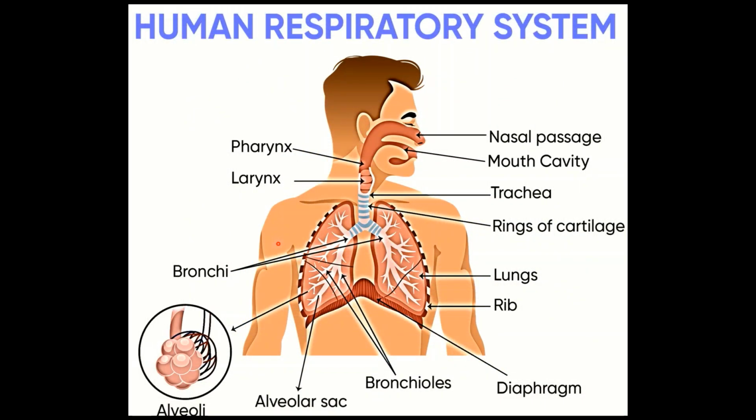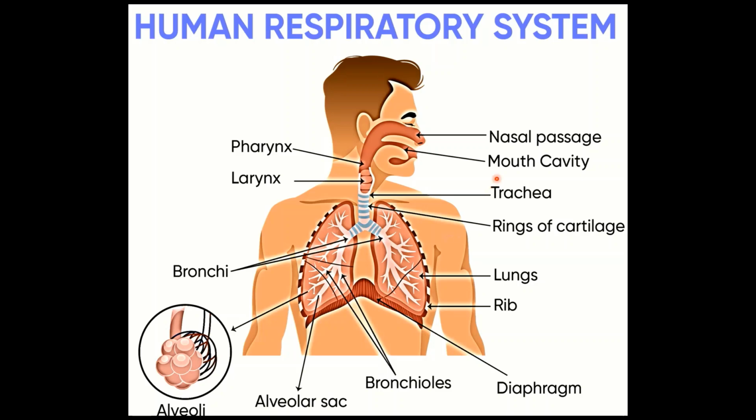Now, we all know that we take in air with the help of our nose, which means we inhale in oxygen and we exhale out carbon dioxide through our nose. Now, if you take a look at this picture here, you will see the different parts of the human respiratory system, starting from the nasal passage or the nose, the pharynx, the larynx, the trachea or the windpipe, and finally your bronchi, your bronchioles, and your lungs.